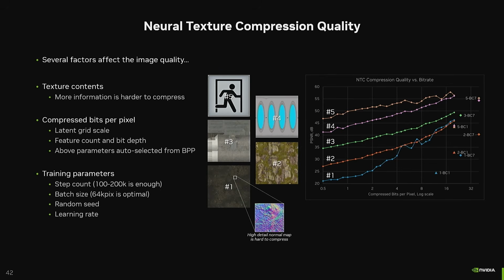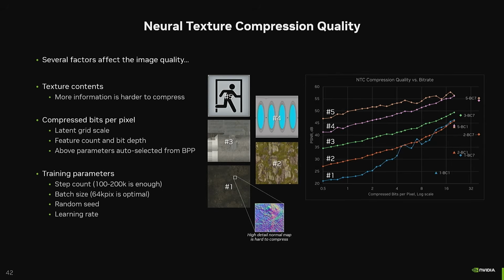And there are a few parameters that the NTC library has that control the compression in more detail, like the size of the latent grid, the count of features, etc. But mostly they are auto-determined when you set the bits per pixel value. It's all automated in the library.